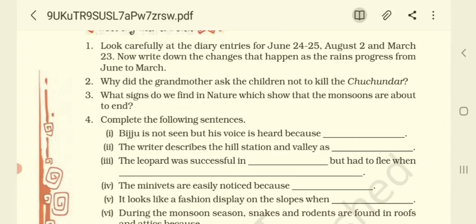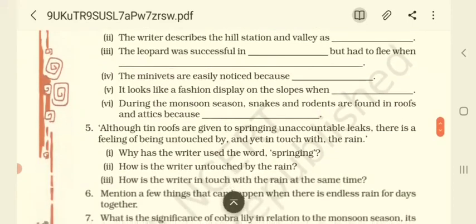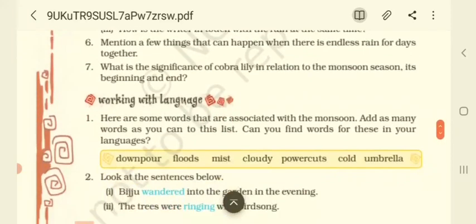Pertaining to leaves, trees, these and that. Next. Complete the following sentence. Biju is not seen, but his voice is heard because the writer describes the hill station and valley as. So class, try and do. Then we have working with language.